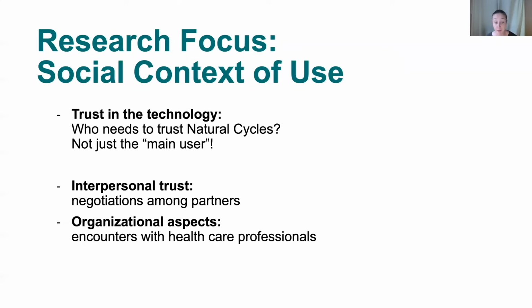So we are really interested in interpersonal trust, and especially the kinds of negotiations and the kind of effort that goes on between partners as they are using Natural Cycles as a form of contraception. And secondly, also the organizational aspects of trust that may come up in the context of Natural Cycles use. So when people encounter healthcare professionals, self-tracking tools may come up, and those encounters can be contentious in different ways.